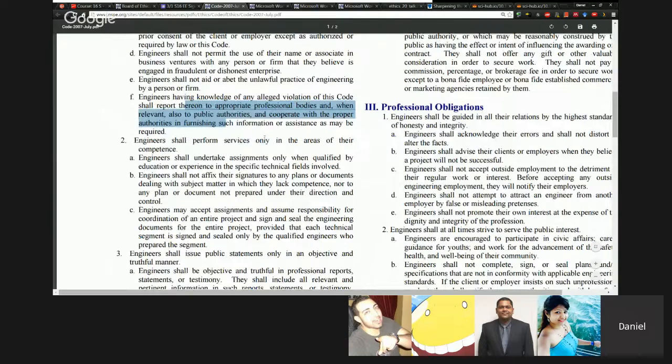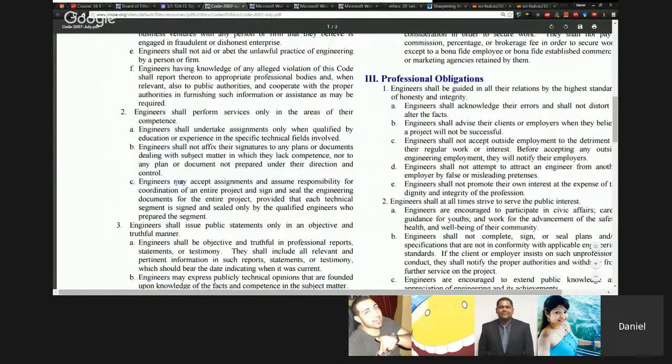But the second here has to do with competence, that engineers only perform services in their area of competence. So you shouldn't take on jobs that you don't know how to do. And you shouldn't affix your signature to documents that deal with subject matter that are outside of your area of competence. There's one exception to that, and that's if an engineer is overseeing a large project. If an engineer is overseeing a large project, it might be that individual parts of that project get assumed under your responsibility, even though you don't know exactly what's going on with the technical details of that project.